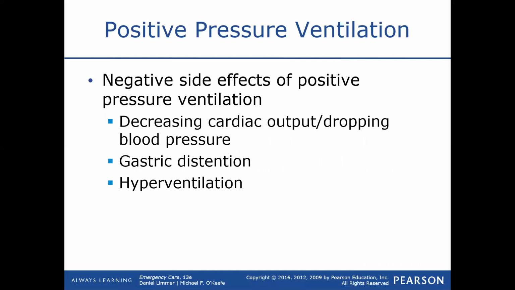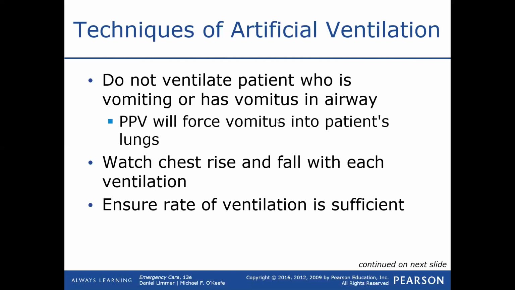Okay, negative sides of positive pressure ventilation: decreasing cardiac output, dropping the blood pressure, gastric distension, hyperventilation. So that means we're breathing too fast for them. We don't want to do that. Okay. We want to give one breath every 5 to 6 seconds, and we will go over this with you, I promise. Gastric distension: if you don't have the airway opened right, you might be pushing air into their stomach. And if you push air into their stomach, that means they're going to vomit on you. All right. And not only that, you're also not getting the air where it belongs.